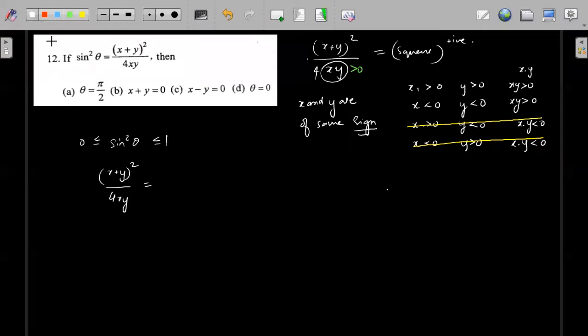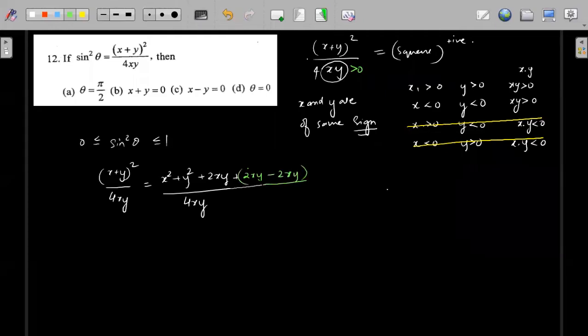See, this part we have seen. Now we'll see (x plus y) whole square. I will expand: x square plus y square plus 2xy, divided by 4xy. Now see, here I have 2xy, here I have 4xy. So what I will do, I will try to make 4xy in the numerator also. To make 4xy, I have to add 2xy and subtract 2xy. I will add and subtract 2xy in the numerator, right? So this will not make any difference.